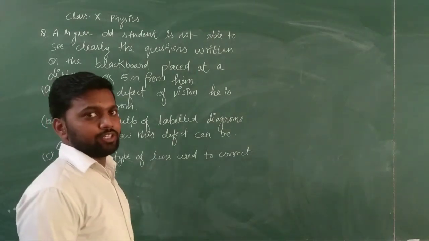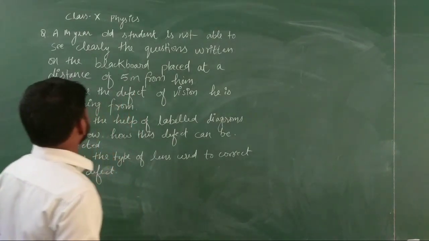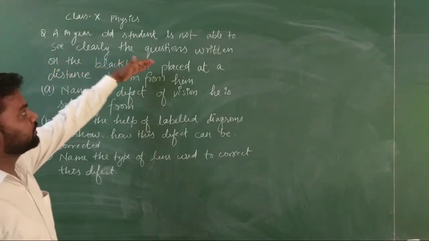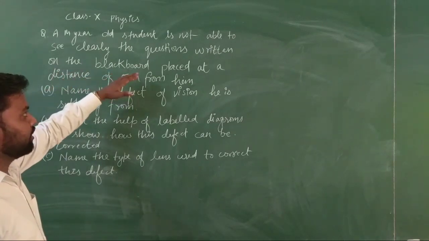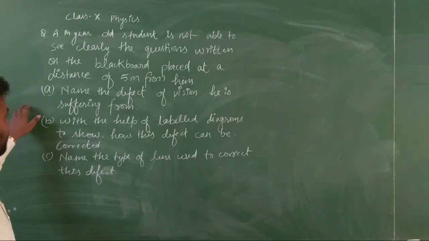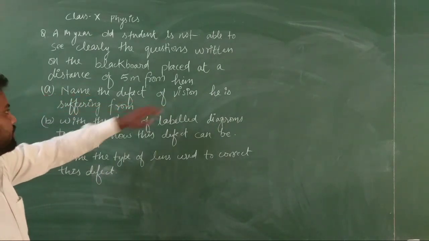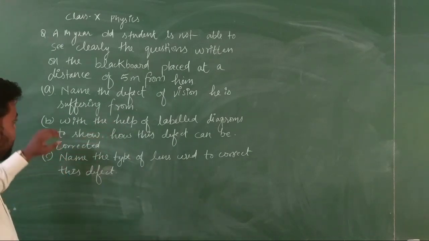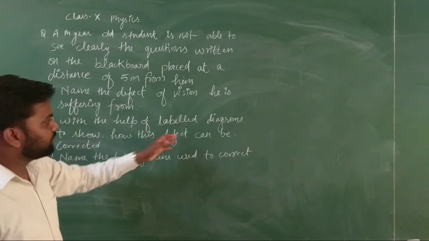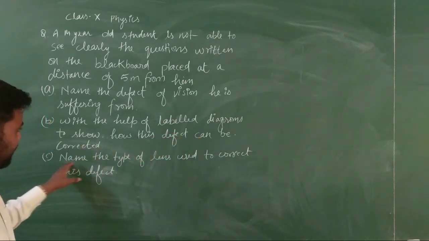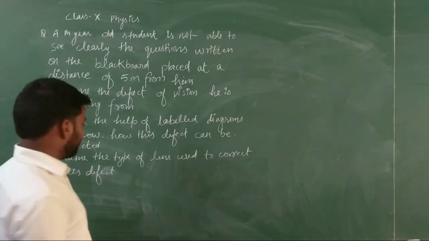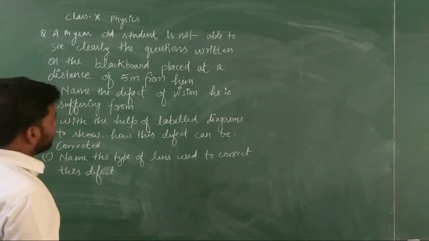So students, here is a new question related to myopia. A 14-year-old student is not able to see clearly the questions written on the blackboard, placed at a distance of 5 meters from him. Name the defect of vision he is suffering from, and with the help of a labelled diagram show how this defect can be corrected. Name the type of lens used to correct this defect. We need to show all the parts of this question.